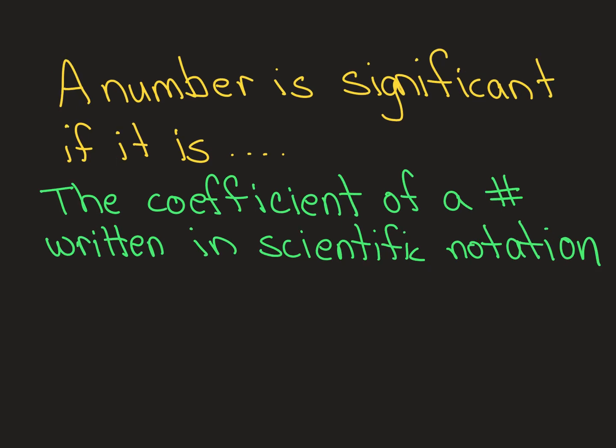A number is significant if it is the coefficient of a number written in scientific notation. So let's look at some examples. Let's look at 4.0 times 10 to the 6 meters. So the coefficient is 4.0, and so we count the 4 and we count the 0. The 0 is after a number with a decimal. So this has 2 significant figures. You don't worry anything about this at all.